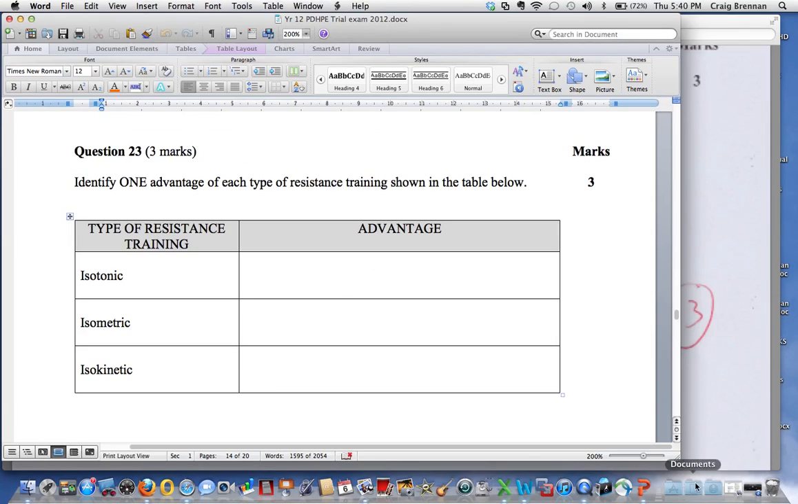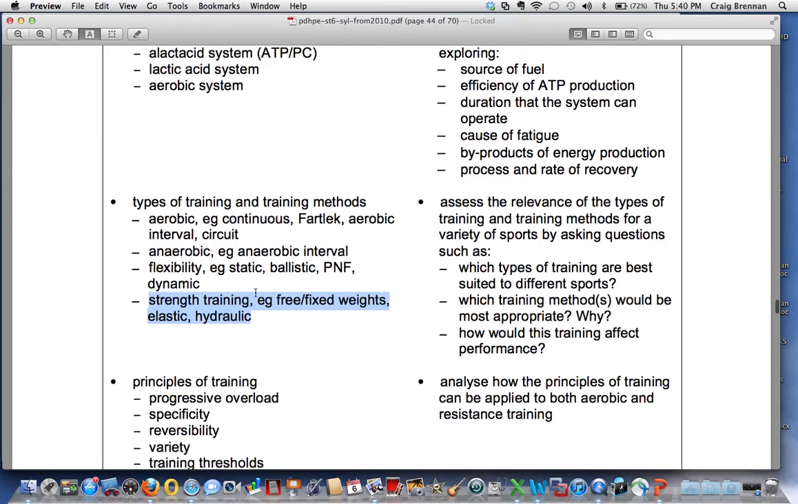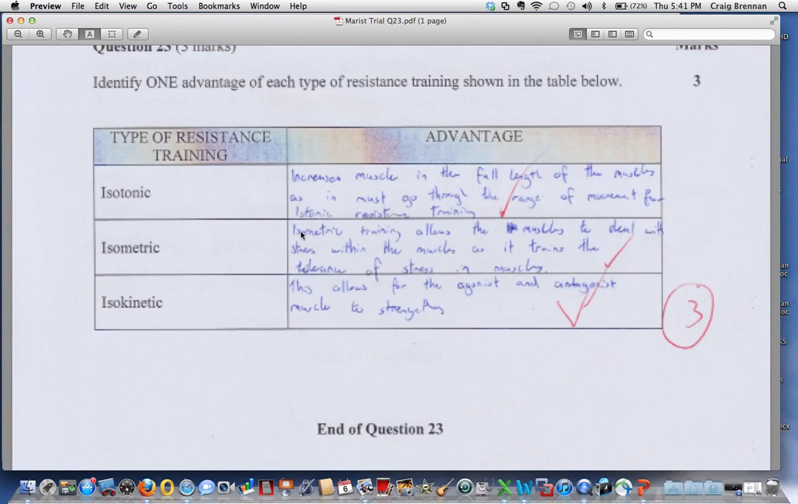What we can notice is that we're looking at types of training and training methods, and some strength training is the aspect that we're looking at. We have a look at our sample answers. Again, we need to come up with an advantage of it.